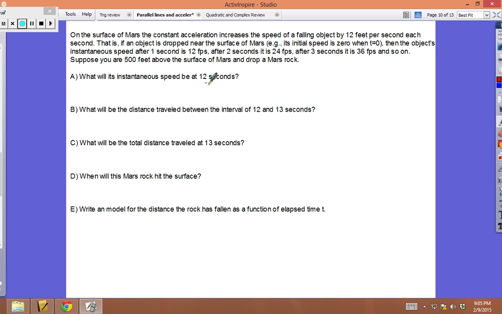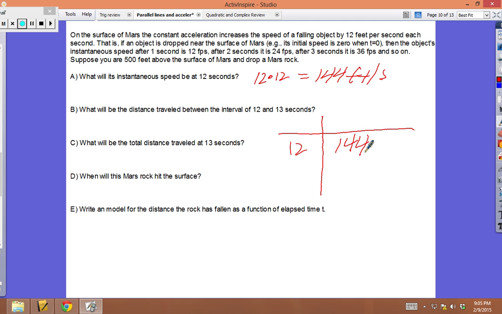So every second in the air, it increases by 12. So I'm just going to do 12 times 12. At the end of that 12 seconds, it's going to be going 144 feet per second. So what's the distance traveled between the 12th and the 13th second? Okay, so the 12th second is going to be going 144. So this is second, and this is speed. The 13th second is going to be going 13 times 12.